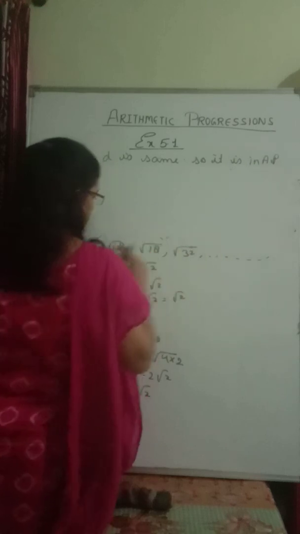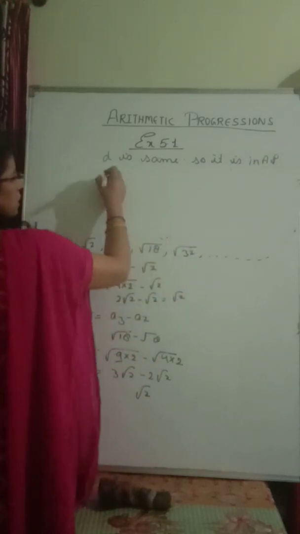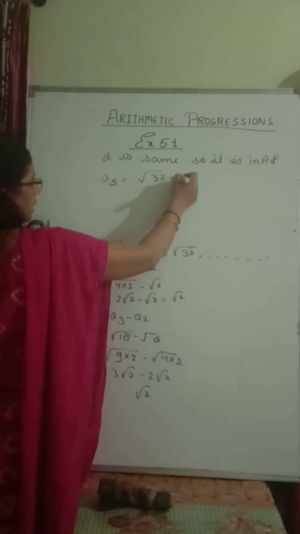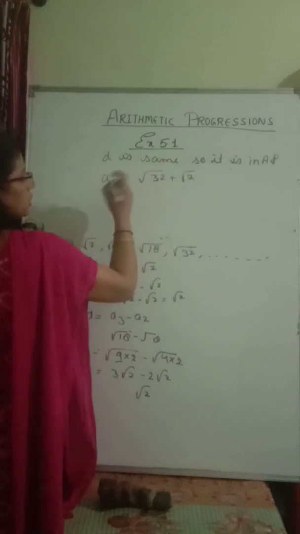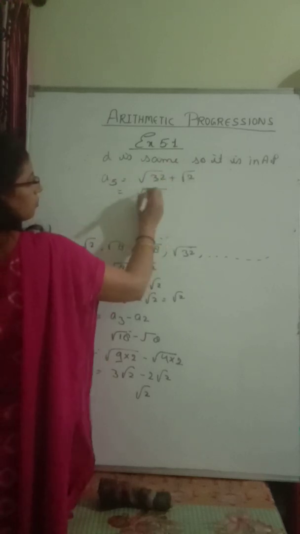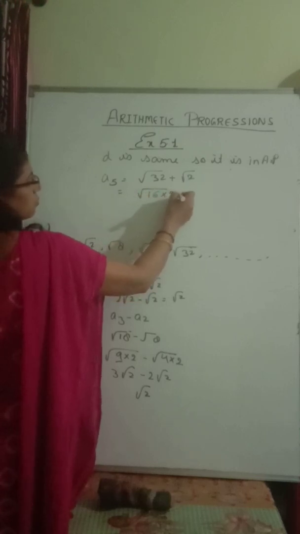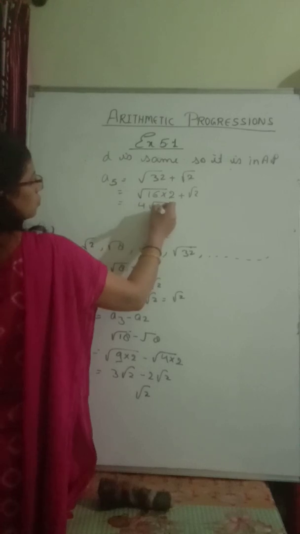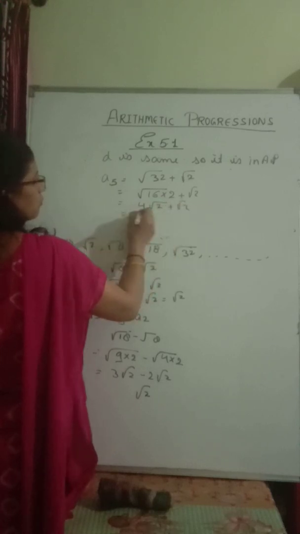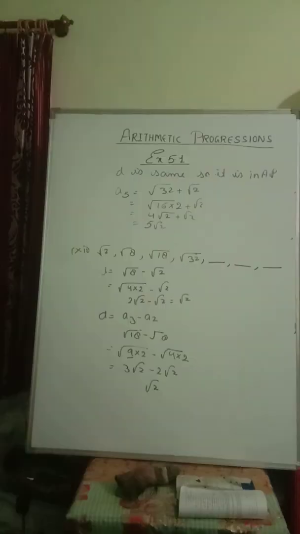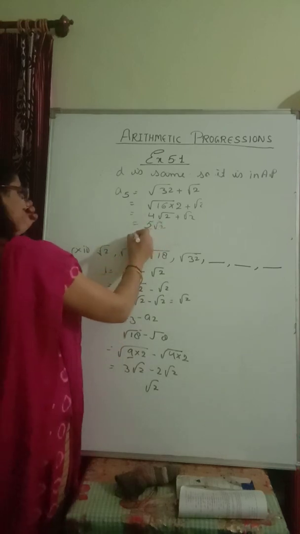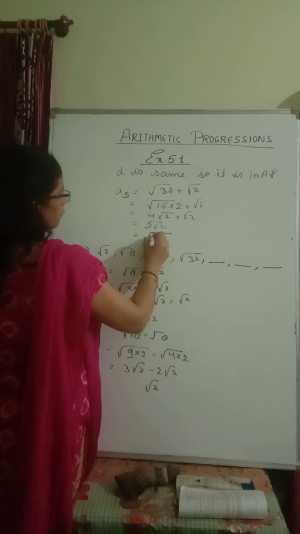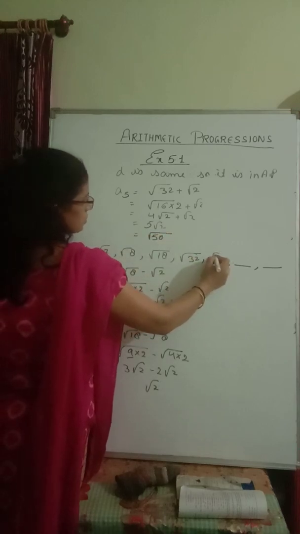Now the next terms: first, second, third, fourth, fifth term. The fifth term is root 32, and to this we have to add the common difference root 2. So simplify 32 first in the form of root 2: 16 times 2 is 32, plus root 2. The root of 16 comes out as 4, so 4 root 2 plus root 2 is 5 root 2. It will become 25, or we can write it inside the root: 25 times 2 is 50, root 50. So the next term is root 50.